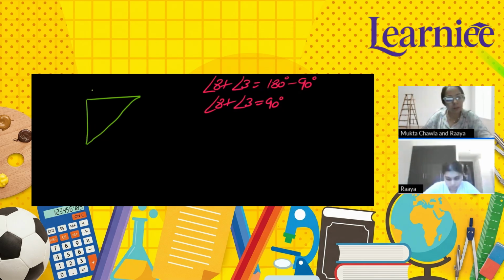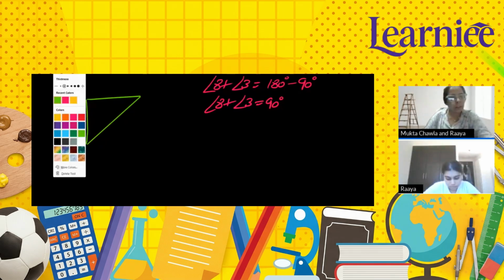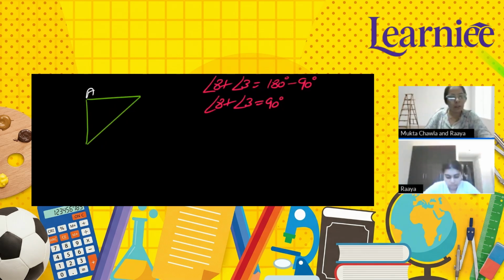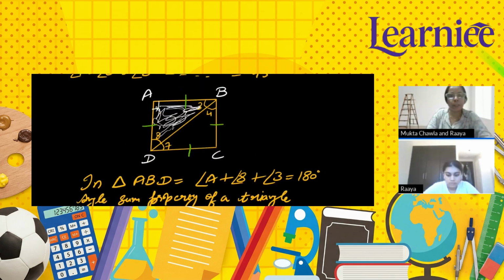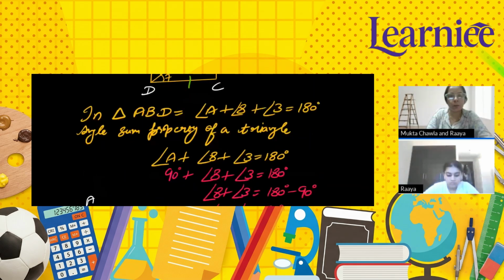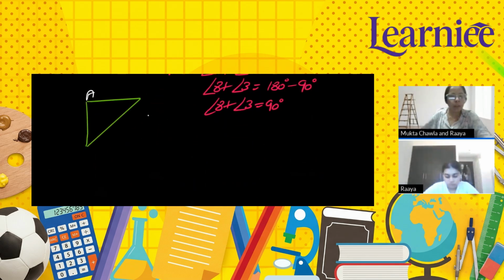This triangle we have picked up, right? It says A. What was the next thing? You can see the triangles. First angle was 3 and another angle was 8. It was 3 and it was 8 and it was B and D.